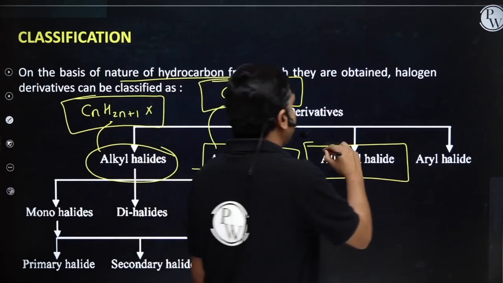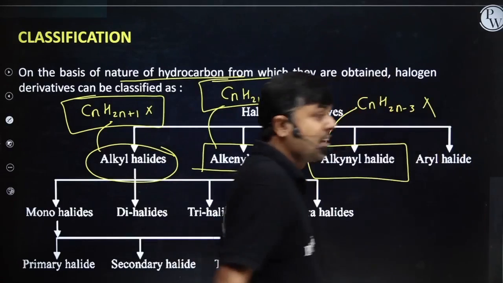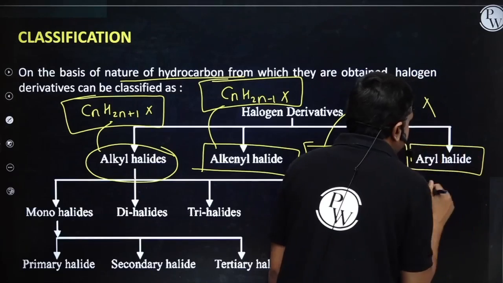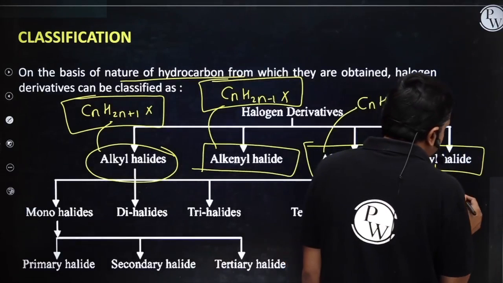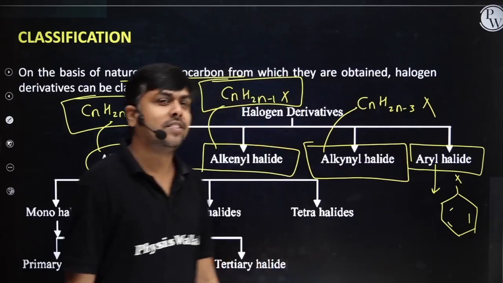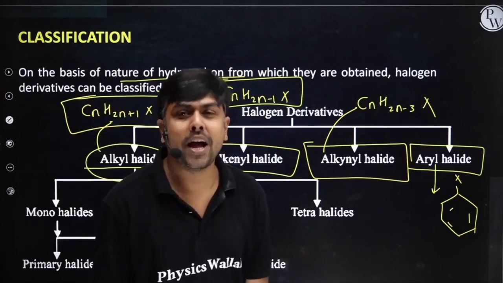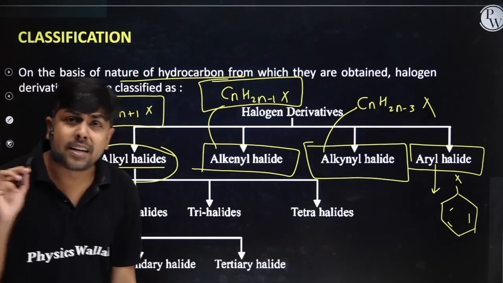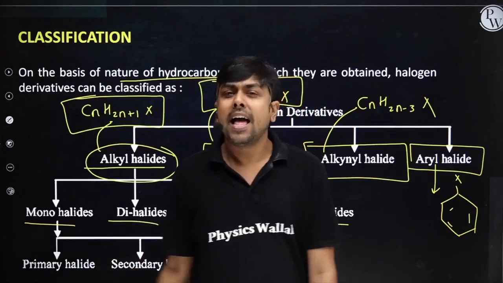If the halogen derivative is obtained from alkyne family, it is referred to as alkynyl halides. We'll have a general formula CnH2n-3X. If the halogen derivative is obtained from aromatic hydrocarbon, then it is referred to as aryl halides. We'll have the molecular formula PhX. Am I clear, students? Now, this alkyl halide is further classified as monohalide, dihalide, trihalide and tetrahalide depending on the number of halogen atoms attached to the alkyl chain.